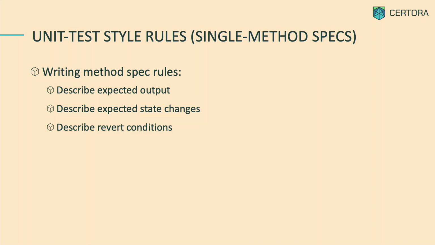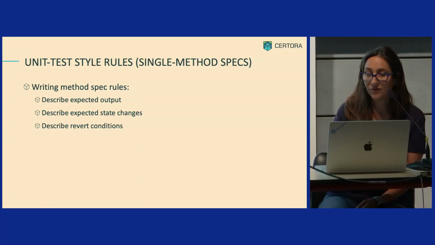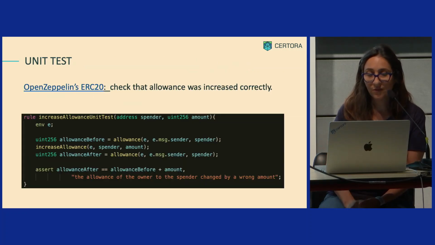Okay, so unit tests, as they sound, are usually checking one method per rule. We want to describe the expected output. We want to describe the expected state change from this function, and we can also reason about the reverting condition. So this is the type of rule that we have seen many times. We have something before, we have something after, and we want to check that the after makes sense as a function of what we had before.